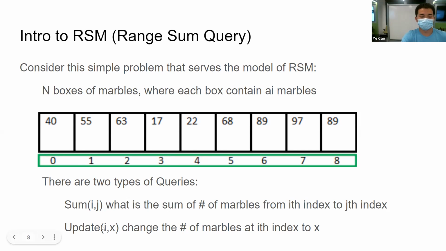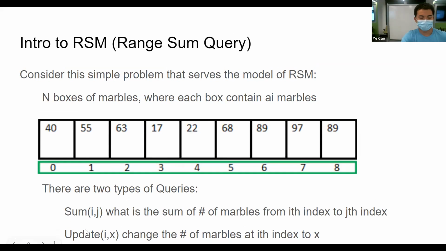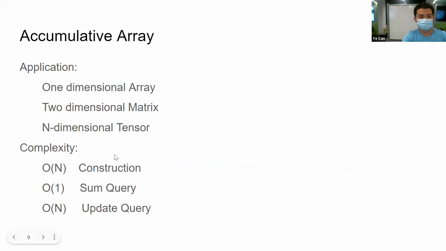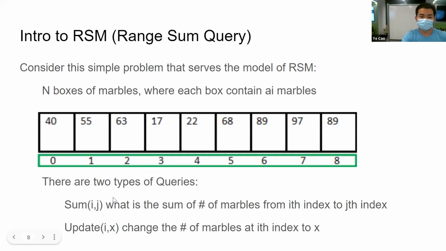The second type of query is called an update. This allows you to change the value of one of the boxes. Let's say you update 0 to 50, that would make this box contain 50 marbles now. So that's the difference between update and sum.